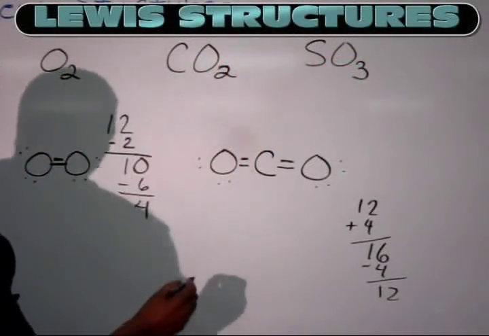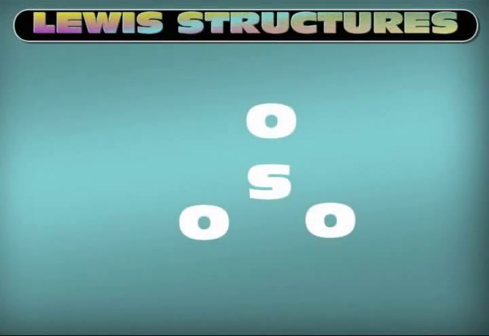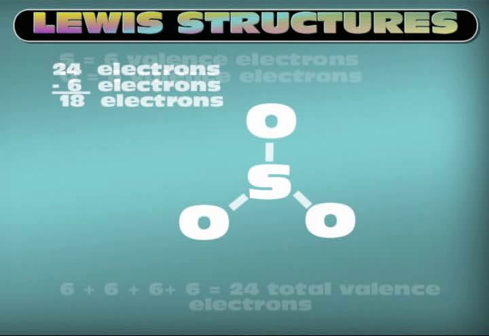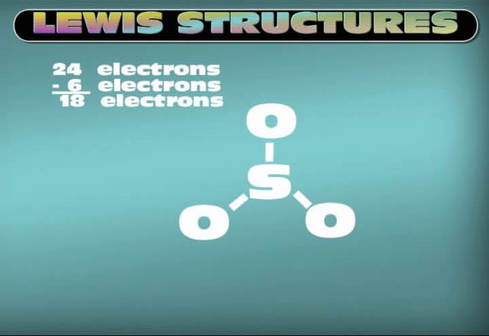In the case of the compound sulfur trioxide, S is written in the center, surrounded by three O's. Since both S and O are located in group 6, the total number of valence electrons will be 24. Connecting each perimeter atom to the central atom via a covalent bond will consume two electrons per bond for a total of 6.